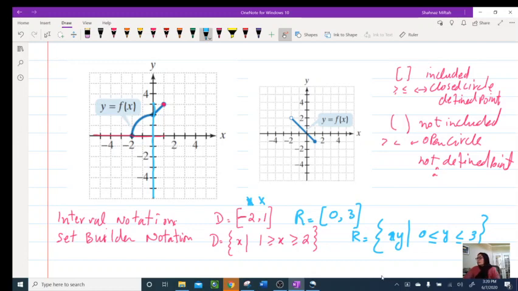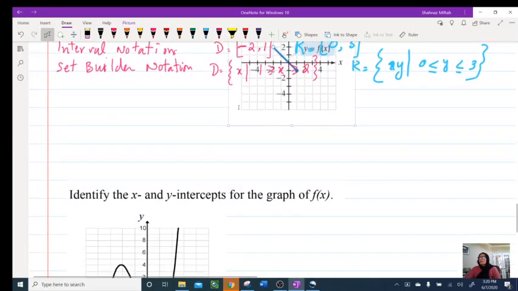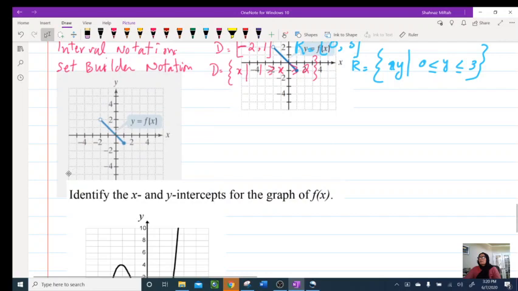Okay, let's do one of the questions one more time. For this one, let's do this one. I'm going to move this down right there.